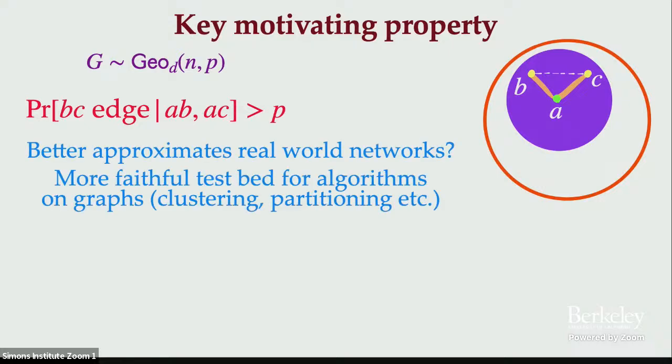So what's good about this dependency? Well, two motivations. One is that arguably it's a better approximation for real world network data and models than a model like Erdős-Rényi, where every edge is independent of each other. So some of the algorithms that aim towards real life applications should be tested on these kinds of models instead of the more classical ones.